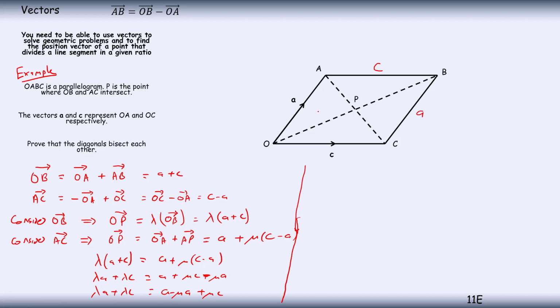If I carry on this half of the page, I've got lambda A plus lambda C is equal to, I'm going to factorize the A term, so if I take the A out, I'm left with 1 minus mu, and mu C. Okay. So what I want to do now is solve this equation. To solve this equation, I'm going to look at what's next to the A. On this side I've got lambda, and here I've got 1 minus mu. So I'm looking at the coefficients of A: lambda is equal to 1 minus mu. And then I look at the coefficients of C.